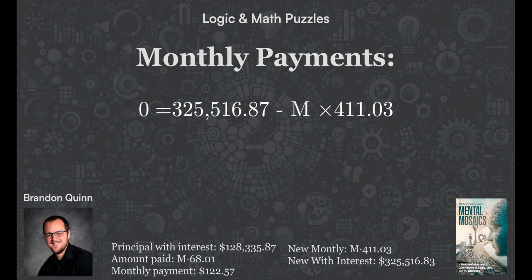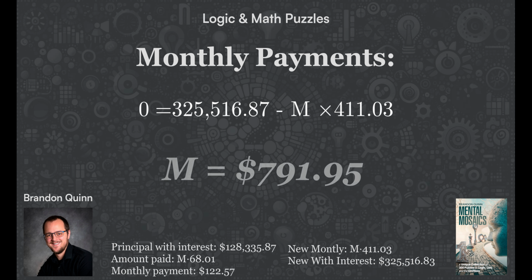So we can set it up 0 is equal to 325,516.87 minus M times 411.03. And working through all of that logic, we see that M, the new monthly payment, is equal to $791.95. That means that if you wanted to pay it off in 20 years, Ryan would have to increase his monthly payment from $122.57 to a whopping $791.95.